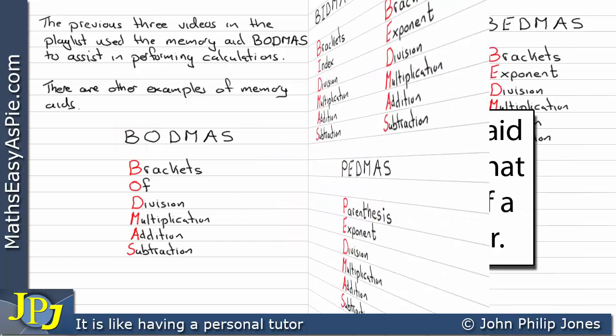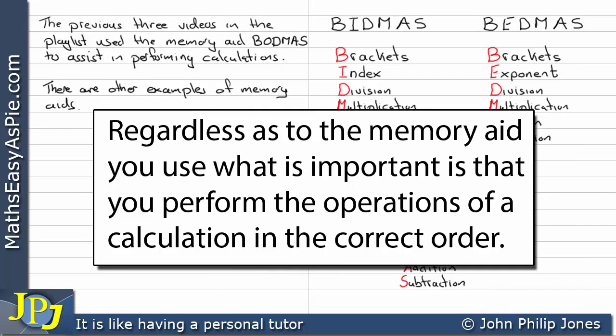Regardless of the memory aid you use, what is important is that you perform the operations of a calculation in the correct order. And the truth of the matter is, once you get used to doing the calculations in the correct order, the memory aids become less important. But in the meantime, go with one of the memory aids that's listed here. I've always used BODMAS because that's what I used first, so it's always stayed with me.